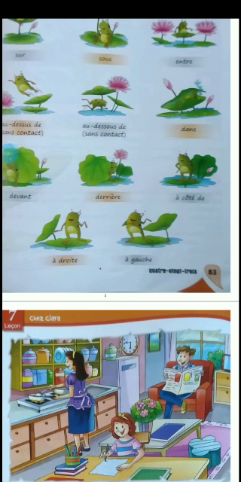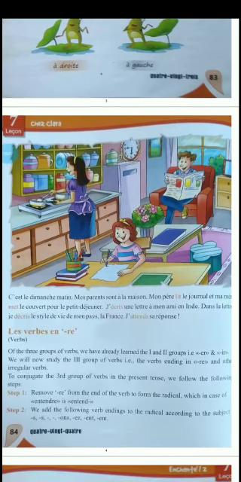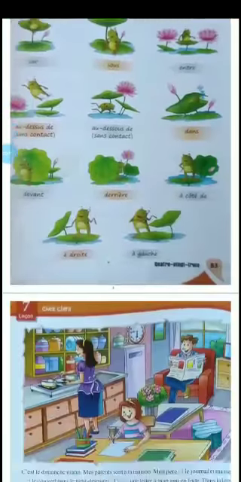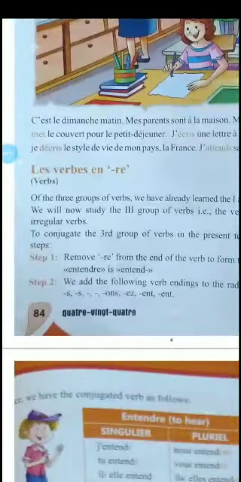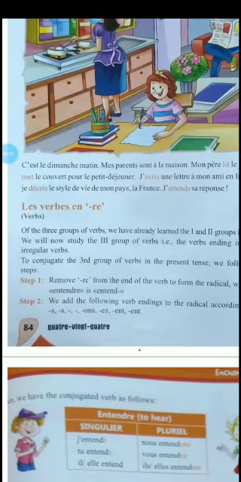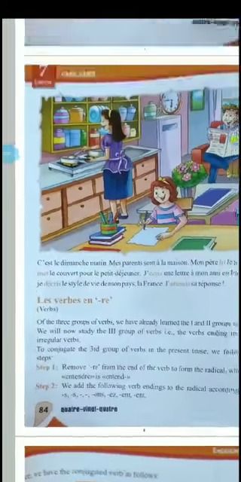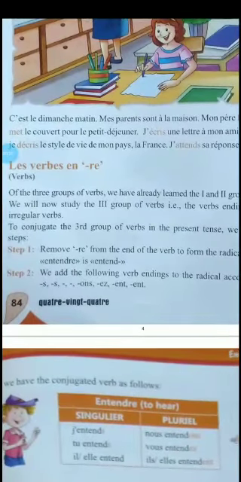In continuation with chapter number 7, that is lesson 7 Chez Clara. As we have learnt the prepositions in the last video, today we'll be doing the verbs, that is, the RE verbs. First we'll be doing the verbs, then we'll be moving on to the paragraph over here. You have all learned the ER verbs as well as the IR verbs, so we'll be doing the RE verbs.